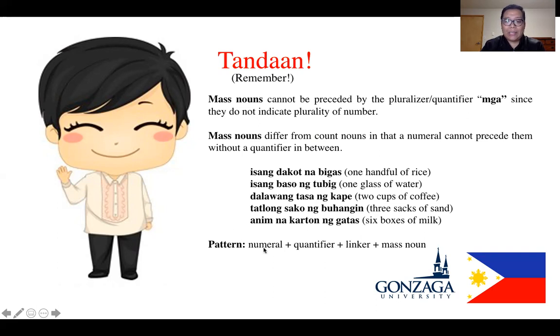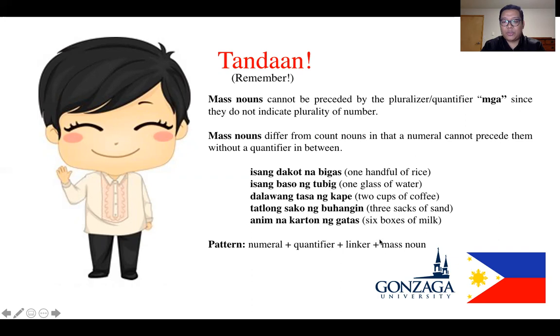So in short, the pattern is you have the numeral first, like isa, dalawa, tatlo, 6. Then the quantifier, for example, dakot, baso, tasa, sako, karton. Then the linker, which could be na or nang. The rule here is we use na if the preceding word ends with a consonant, such as dakot na bigas. We do not say dakot ng bigas. We say dakot na bigas. But if the word preceding the linker ends with a vowel, then we use nang. So we say isang baso ng tubig or isang basong tubig, the shortened version.